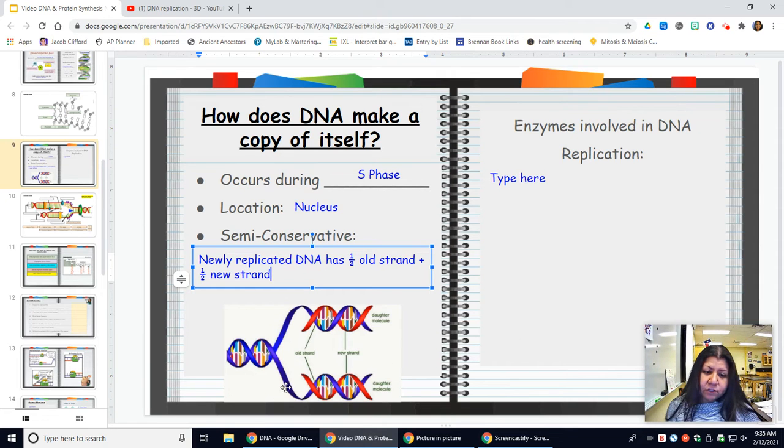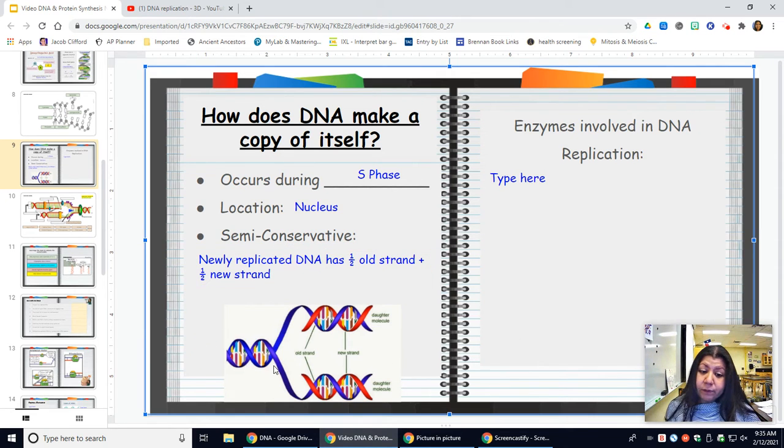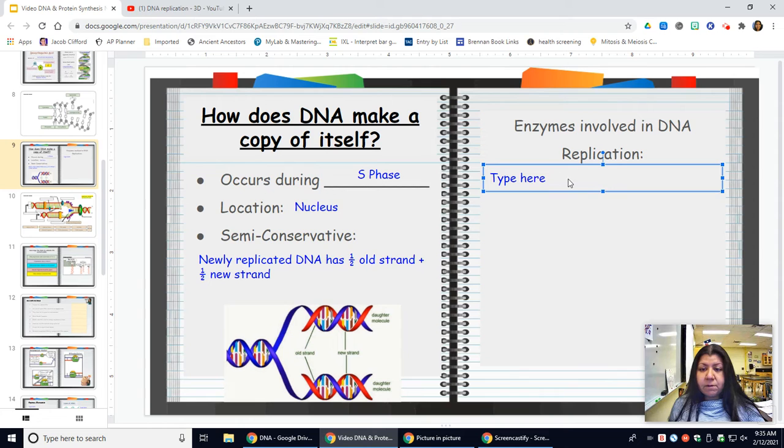And you can see in this picture down here, my blue strand of DNA, because it splits apart, the blue strand is going to be my old strand. This red strand right here with the red backbone, that's going to be my new strand. Okay, so each of these is going to be two pieces of DNA, and half of it's old, half of it's new.